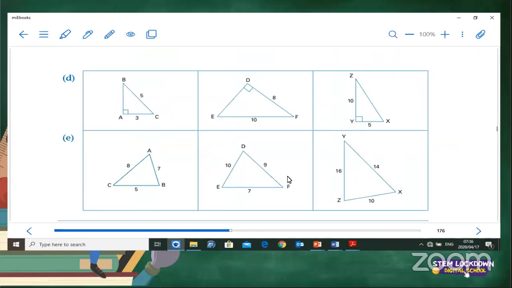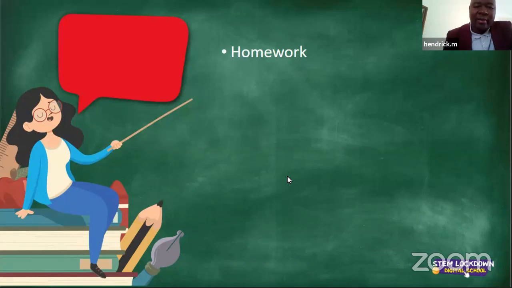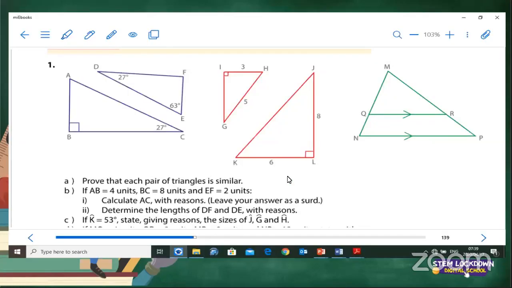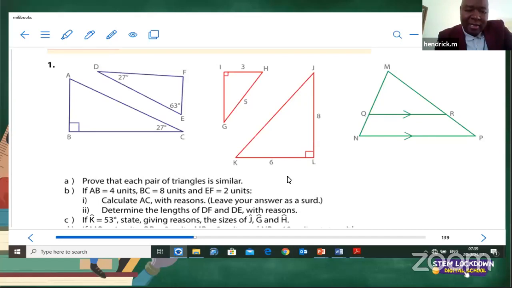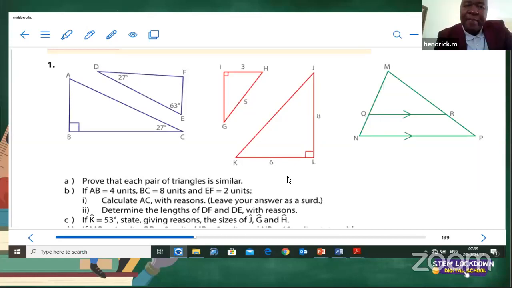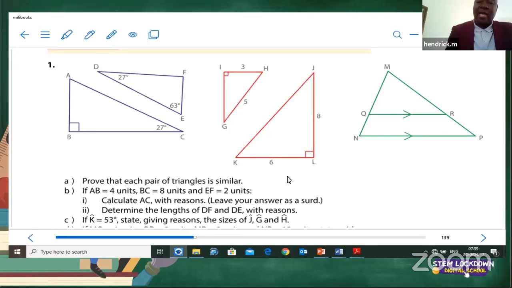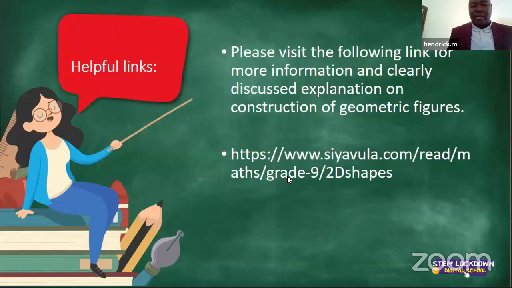So let me move now to the next one, which was your homework. And of course, this is 1A, B, and C. This is for the battles ahead, as I've already indicated, so that you don't fall behind. And of course, visit some of the links which I've shared with you.